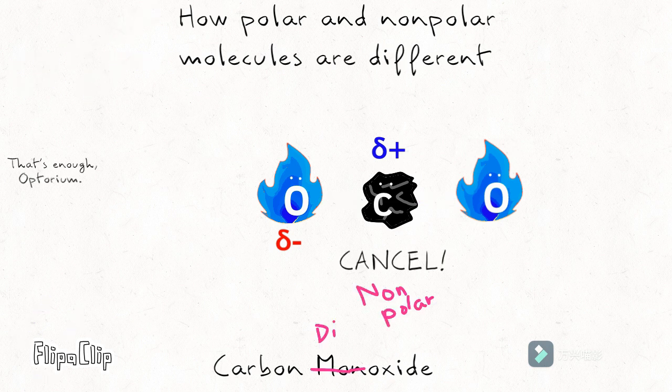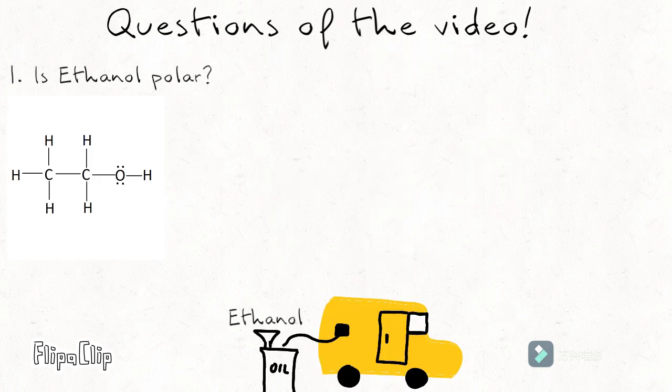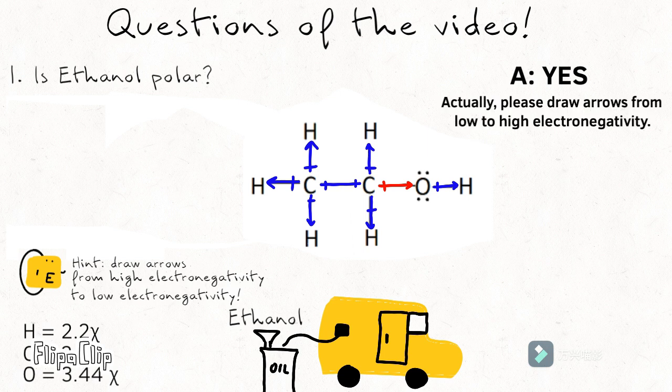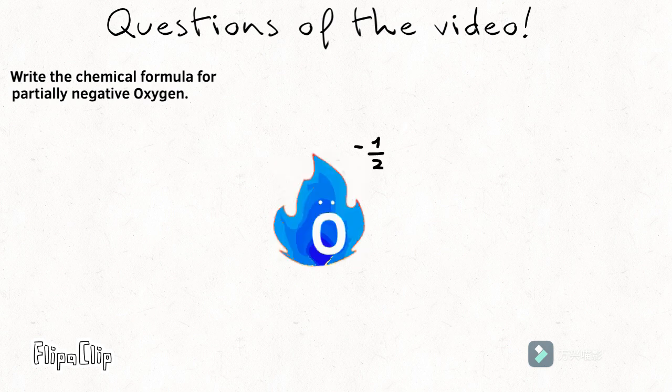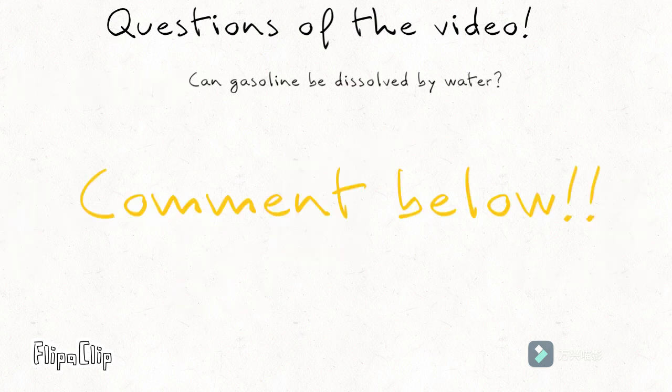Now it is time for our questions of the video. Is ethanol C2H6O a polar molecule? To make it easier, here is its Lewis diagram, the video before last. Yes, it is. Write the chemical formula for oxygen with a partially negative charge. Can water dissolve gasoline? You can search if gasoline is polar, but if you want, figure it out for an extra challenge.